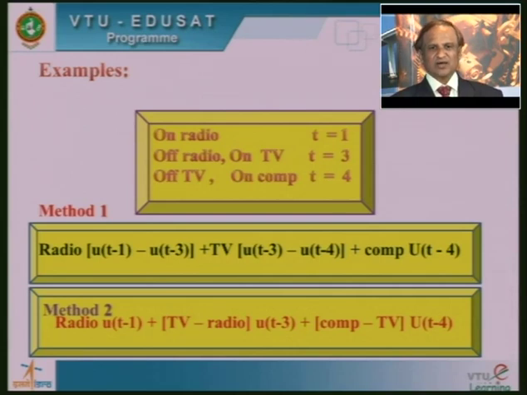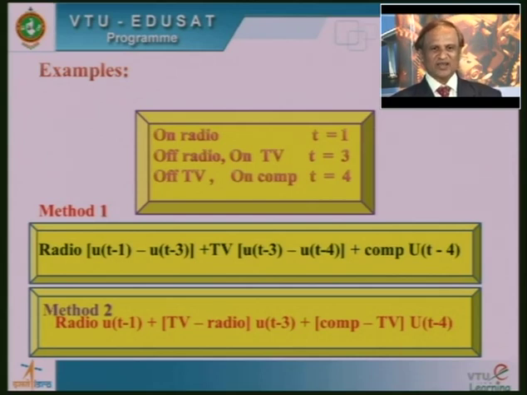Plus I want to turn on the computer at t is equal to 4. How are we going to write the computer turning on? u of t minus 4. So this is one method. We can write the same thing by using another method.